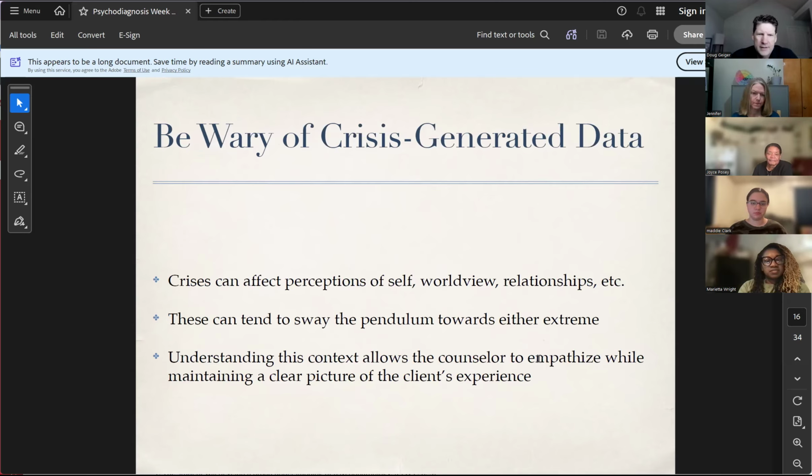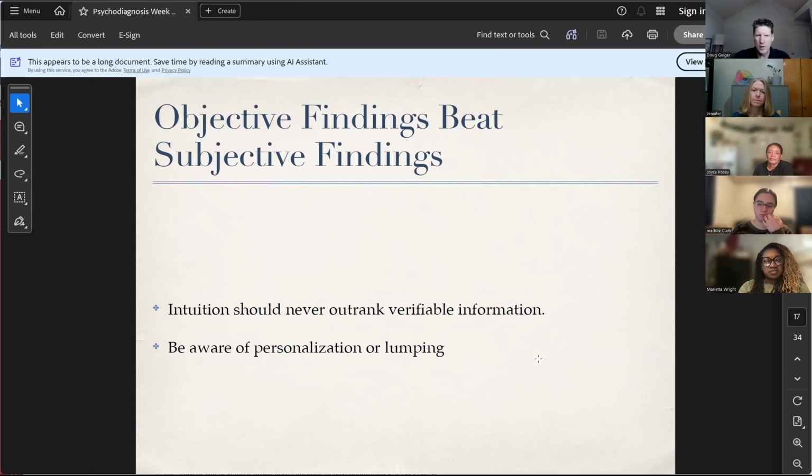Crisis can affect perceptions of self, worldview, and relationships. These can tend to sway the pendulum towards either extreme. So if somebody comes in and they have something going on in their life, anxiety can be high, and it can sway the pendulum towards more anxiety. Understanding this context allows the counselor to empathize while maintaining a clear picture of the client's experience. We want to understand their experience, but we want to be objective about it and say, here's what we're seeing as well.